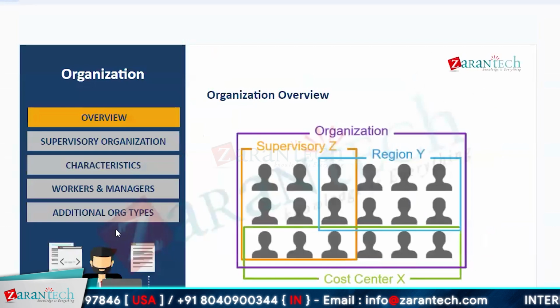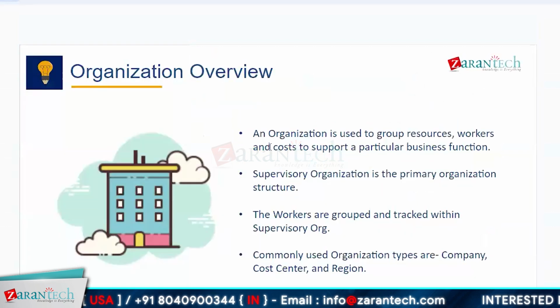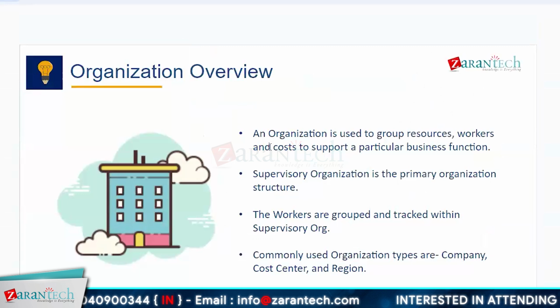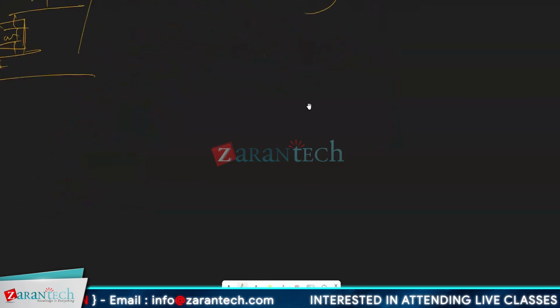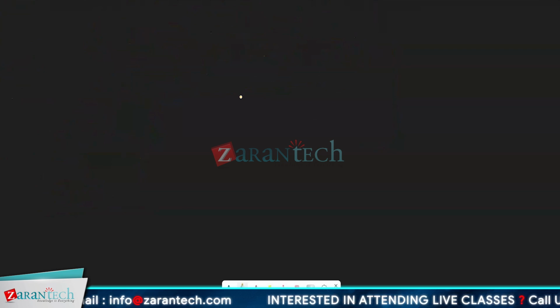So basically an organization is used to group resources, workers and costs for a particular business function. So what does that mean is, one is the supervisory organization, which we use.